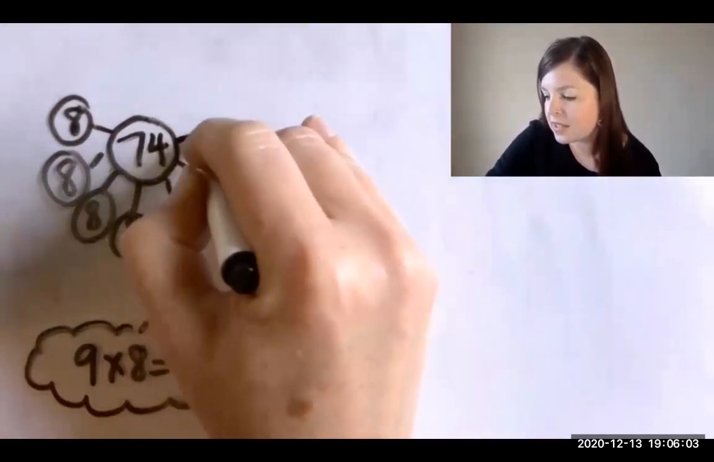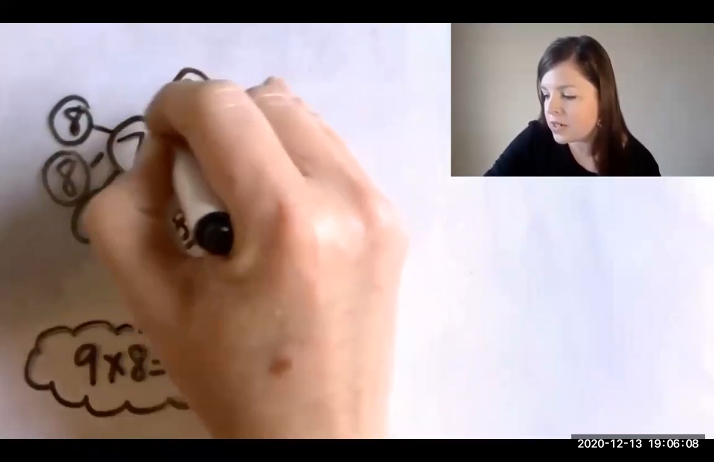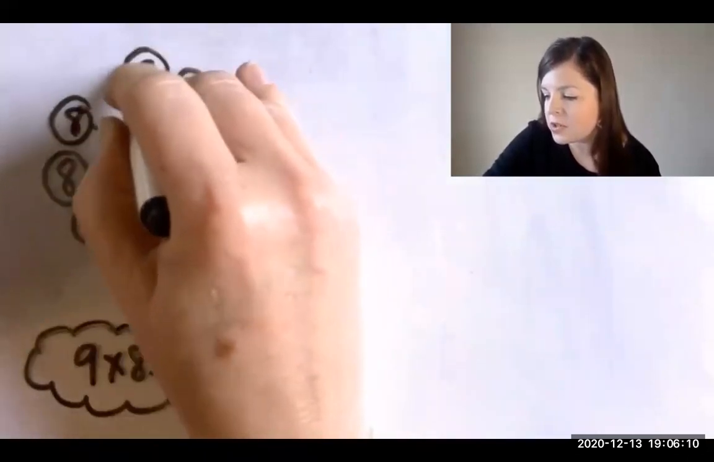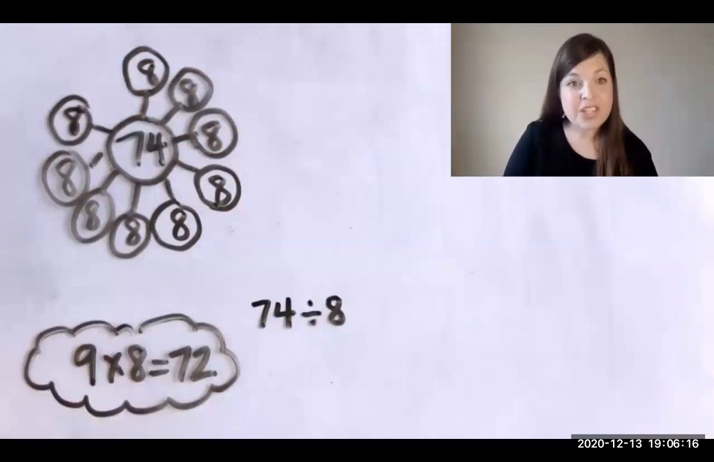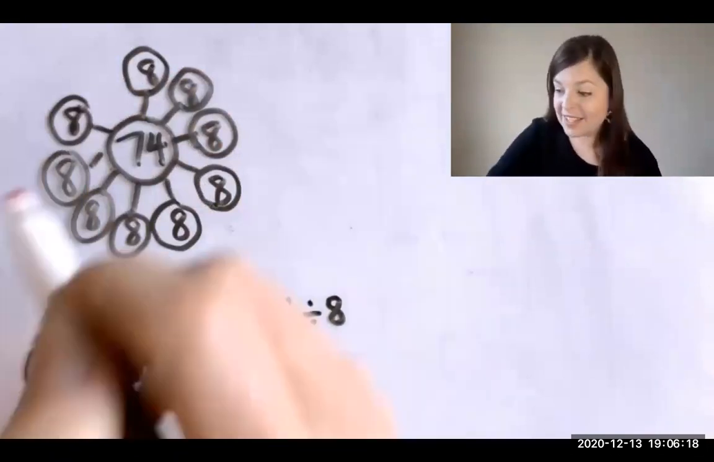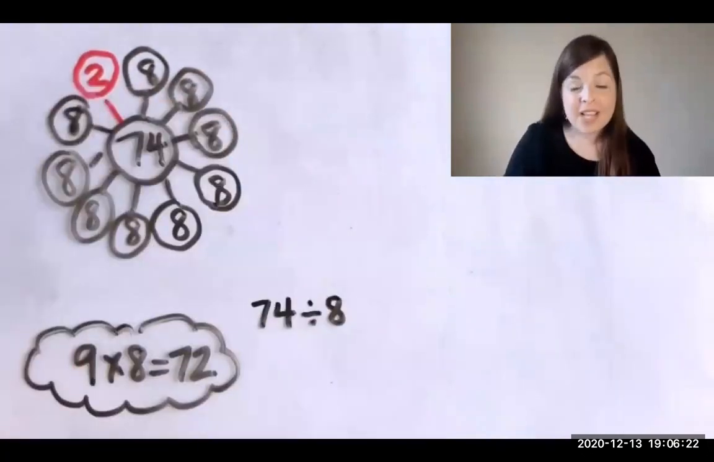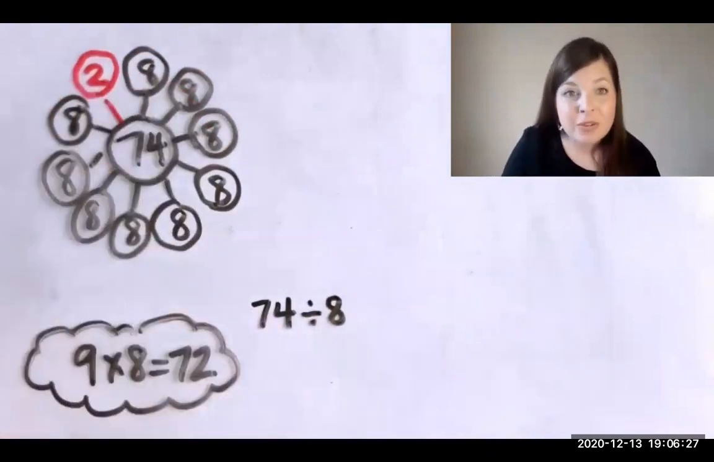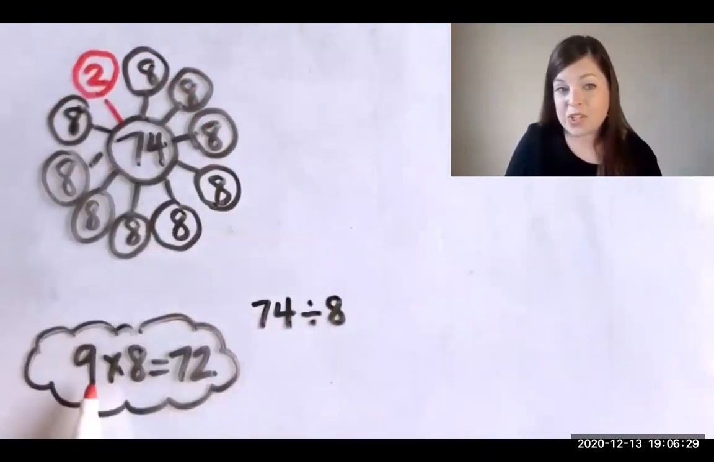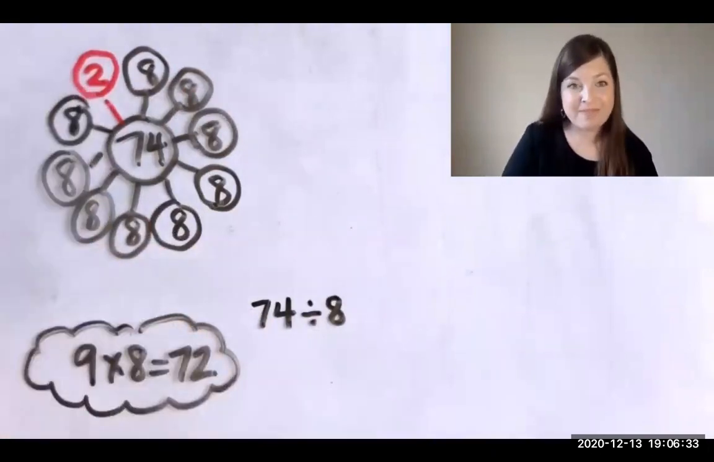48, 56, 64, 72. Can I pull out any more groups of 8? No, there's not enough left. So how much is left? 2. There are 2 left, or 2 remaining. So we pulled out 1, 2, 3, 4, 5, 6, 7, 8, 9 groups of 8, just like we saw here in our basic facts, and we have 2 remaining.